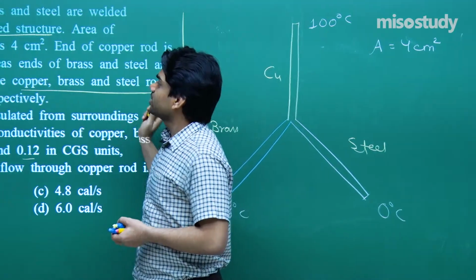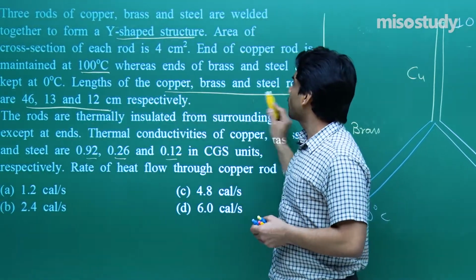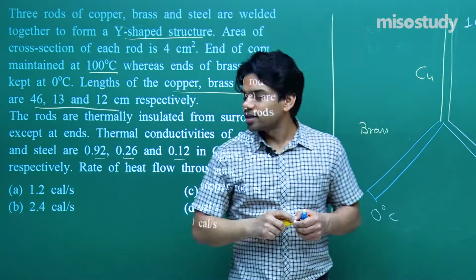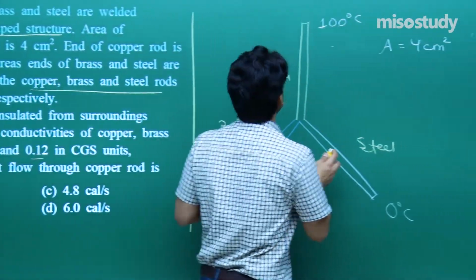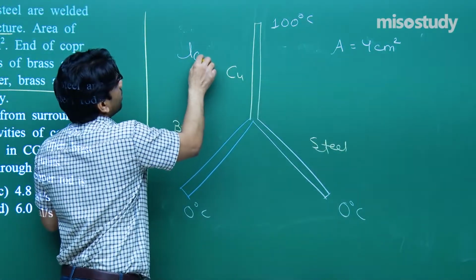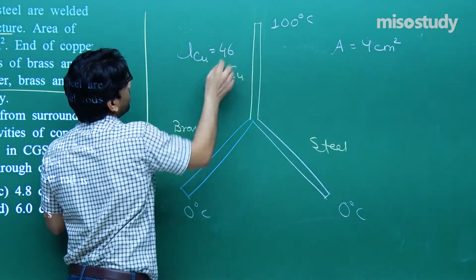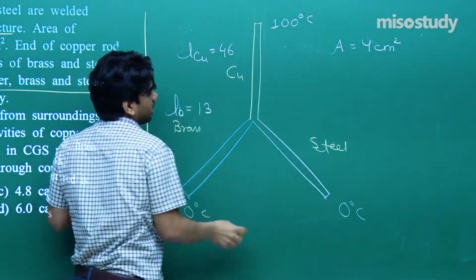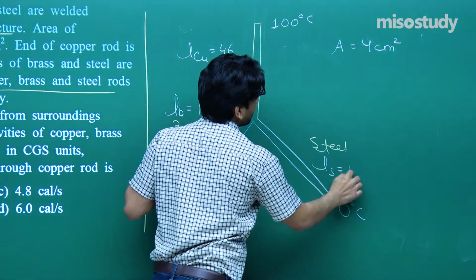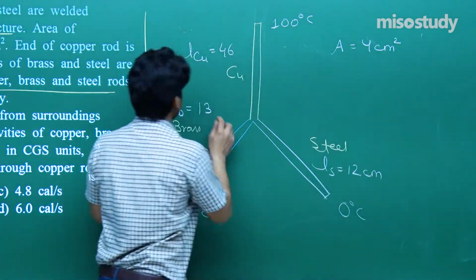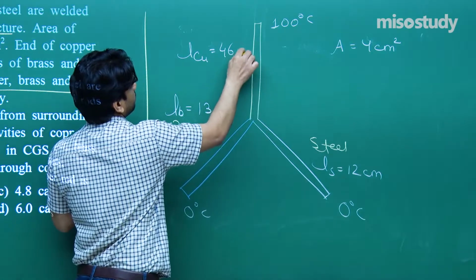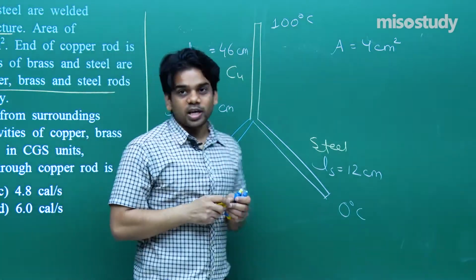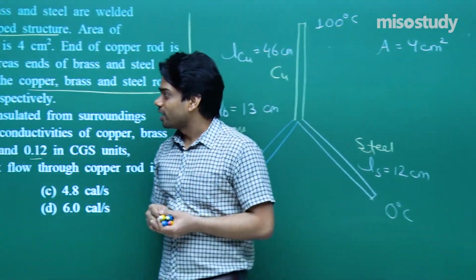Whereas ends of brass and steel are kept at 0 Celsius. Length of copper, brass and steel rods are 46, 13 and 12. So I am mentioning this as L of copper 46, L of brass, LB, as 13 and L of steel, LS, that is 12, all in centimeters. Next, you see, I have drawn the diagram clearly so that you can understand.